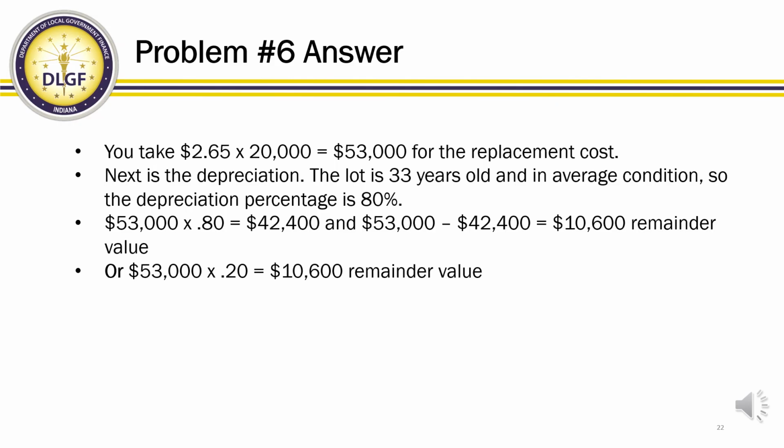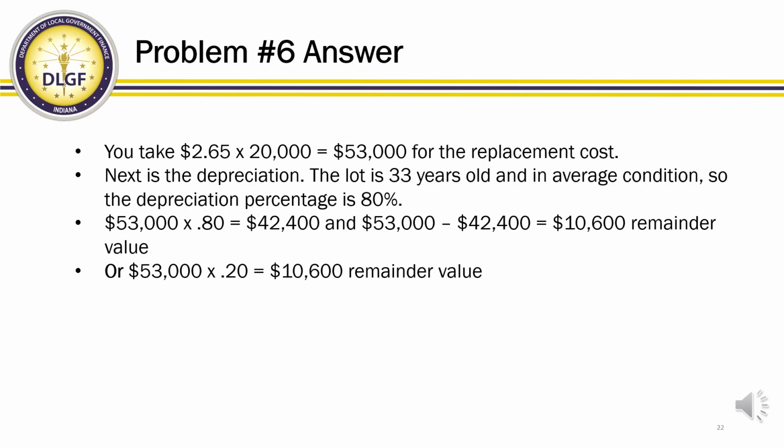We're going to take that times 0.80 or 80%, and we're going to get $42,400 depreciated dollars. So we need to take that out of our replacement cost. So we're going to take $53,000 minus $42,400, and that's going to give us a total remainder value of $10,600.